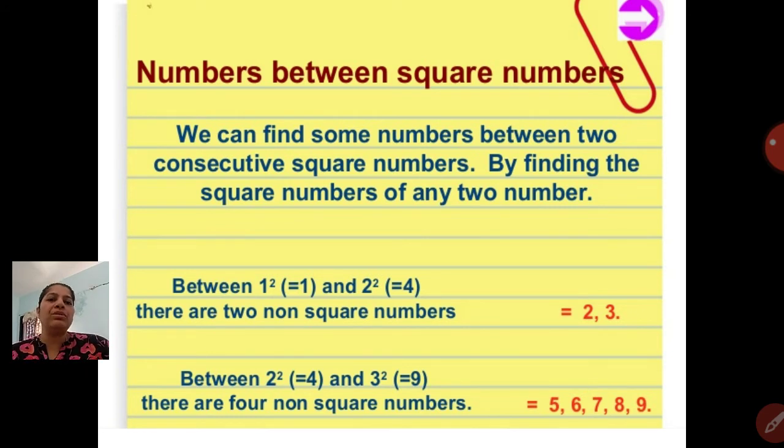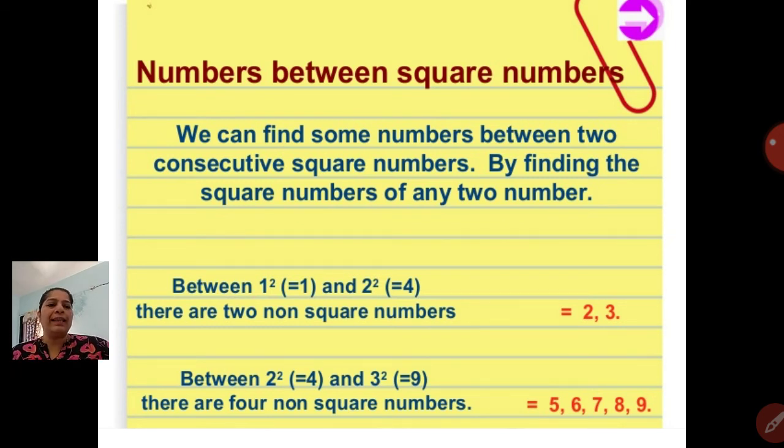Now, numbers between square numbers. We have seen that if we have to find the numbers between two perfect square numbers, the formula is 2n. We can find the number of non-square numbers between two consecutive square numbers by finding the squares of the two numbers. Square of 1 is 1, square of 2 is 4. Between 1 and 4 there are 2 and 3. Same way, square of 2 is 4, square of 3 is 9. Between 4 and 9 you have 4 non-perfect square numbers, that is 5, 6, 7 and 8.